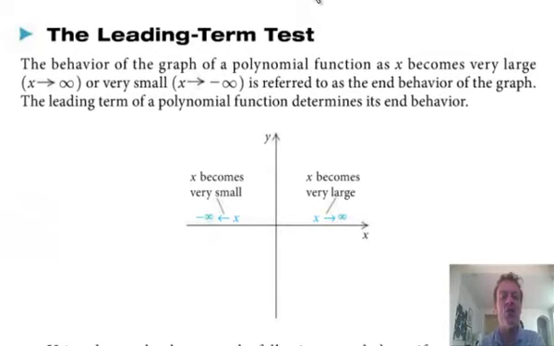Okay, the leading term test. Now this is just you looking at a polynomial and deciding what happens as x goes to infinity and x goes to negative infinity. What happens at the ends of these graphs? So that's what it means by x becoming very small. Are we going on the number line to negative infinity, or to positive infinity? X becomes very large. Let's have a look.